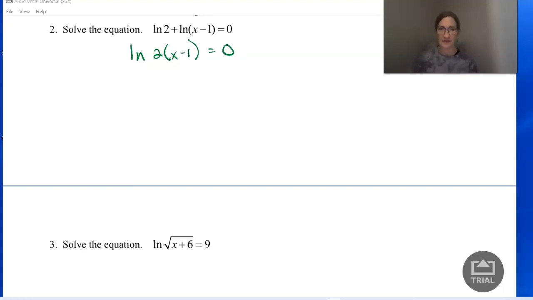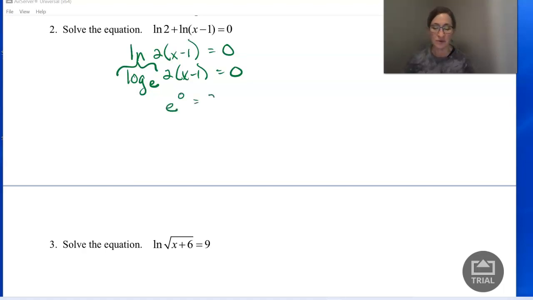So remember that the natural log is log base e. So when I put this into exponential form, well, here, let me, just because I know some people are visual and need to see that, I could substitute log base e for natural log. Okay, if that's helpful to you, then do it. Now when I put this in exponential form, it's going to be e to the 0 is equal to 2 times x minus 1.